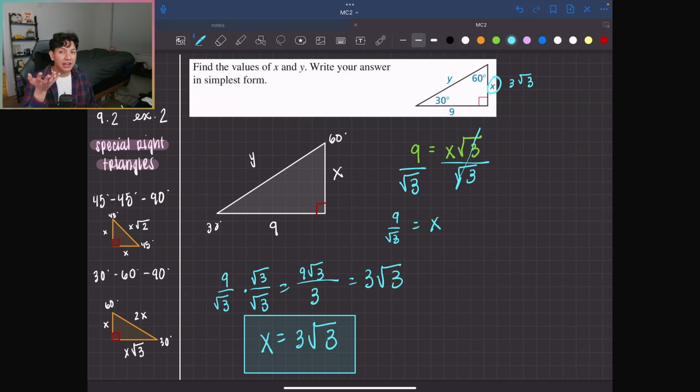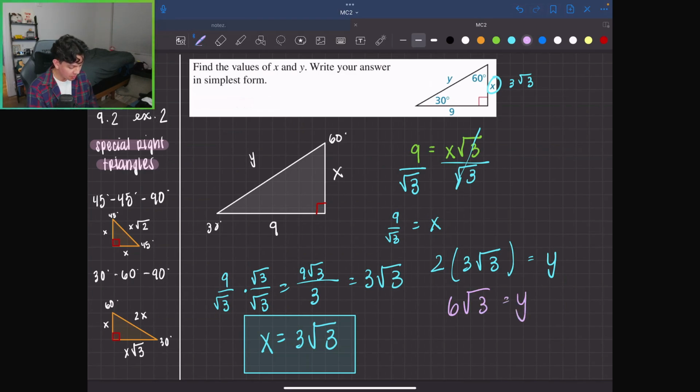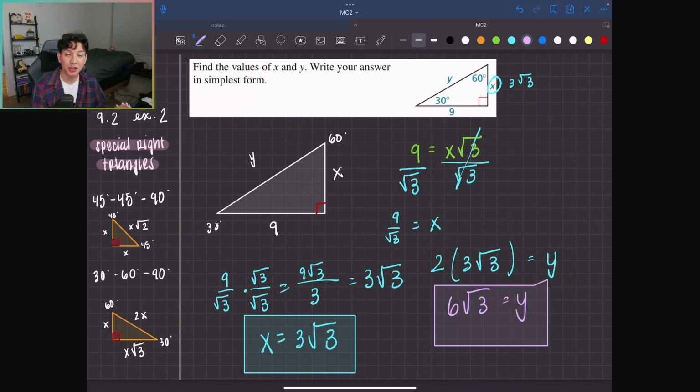And knowing that, we can find out what the hypotenuse is. So how do we find out what the hypotenuse is? The hypotenuse is just 2x. Well, we already know what x is. X is 3 root 3. And what do we do to find y? Well, we're just going to multiply it by 2. So 2 times 3 root 3 is just going to be 6 root 3 equals y. So we just used the properties of the 30, 60, 90 special right triangle to find out missing side lengths.